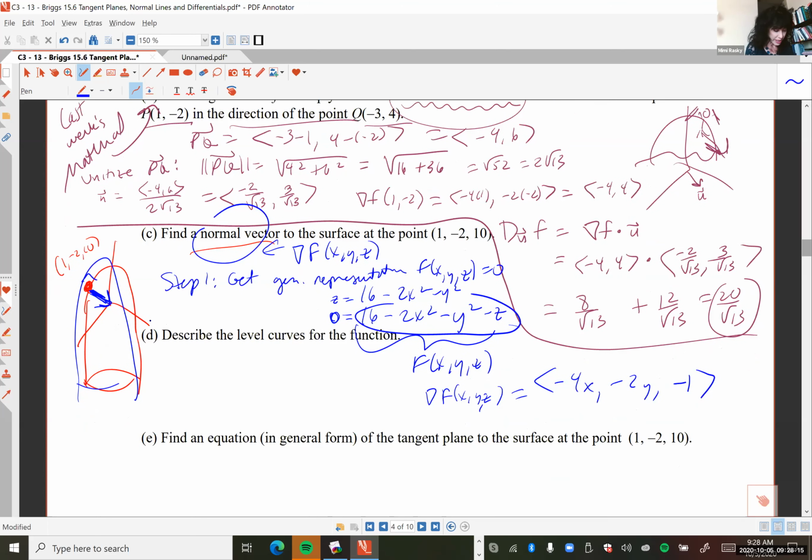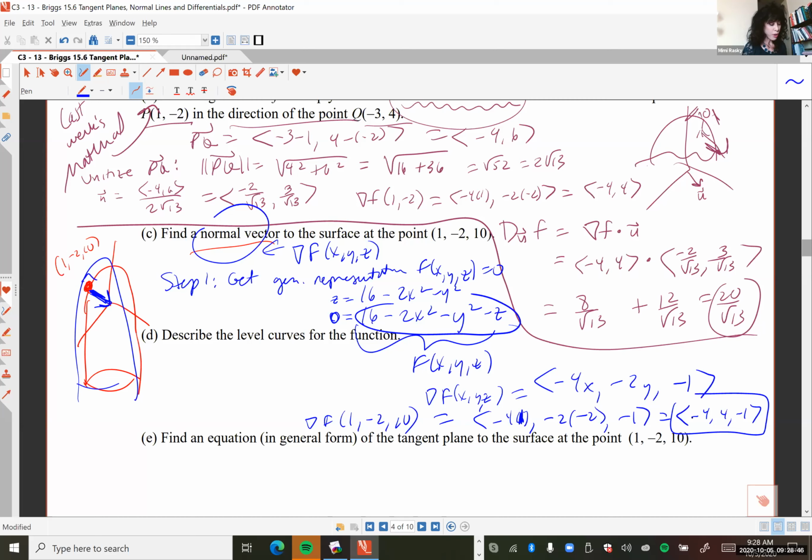So I'm going to go with it, and then they want me to get it at the point 1, negative 2, 10, so I'm just going to do some substituting here now, and substitute the point 1, negative 2 and 10, and I get this vector, and this is going to be the answer for letter C, the vector with components -4, 4, -1. And we're done with part C. There's a vector that's normal to the surface.